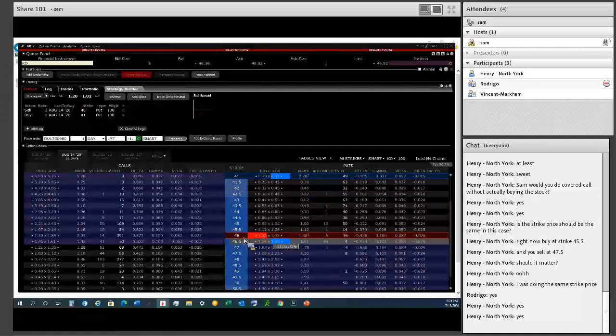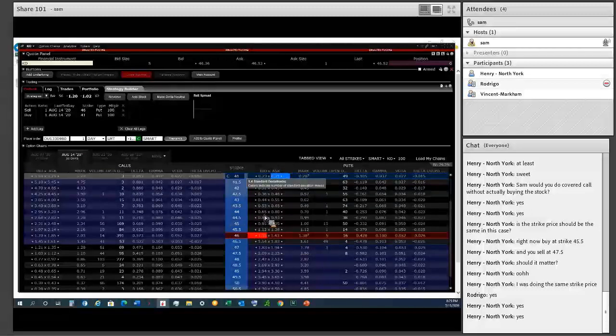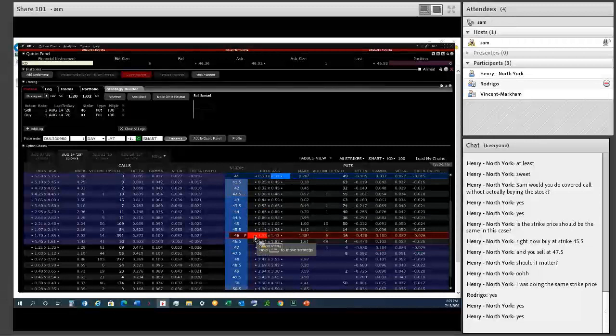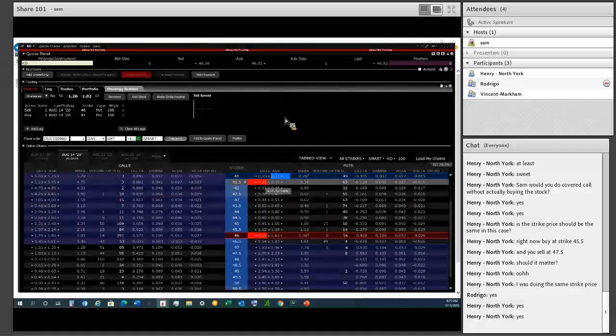So what has happened here is we sold the 46, my apologies. We sold the 46 for 1.33, and we bought to cover the 41s for 31 cents. So the net credit to us, someone's going to pay us, is $1.02, my apologies, which is 1.33 minus 31 cents. Someone's going to pay us $1.02 to do this trade.